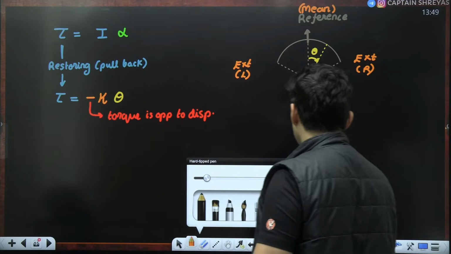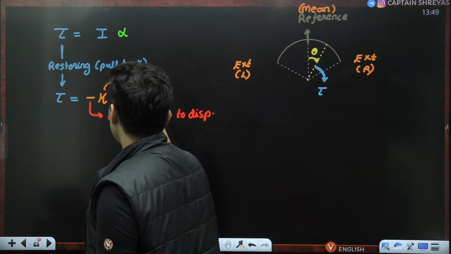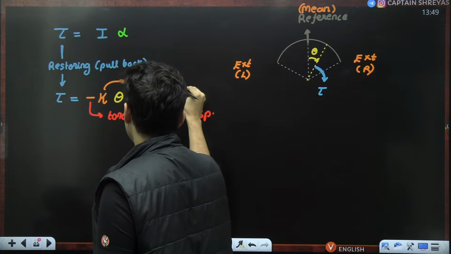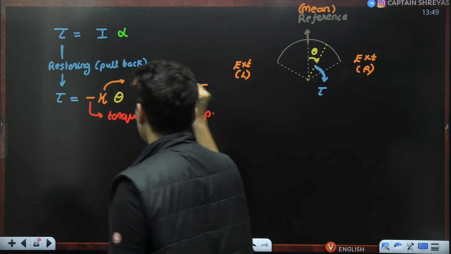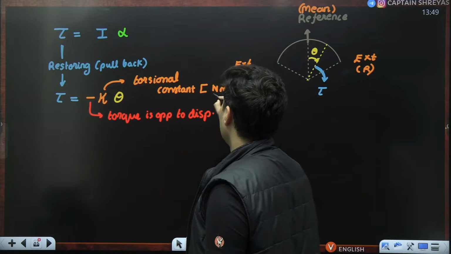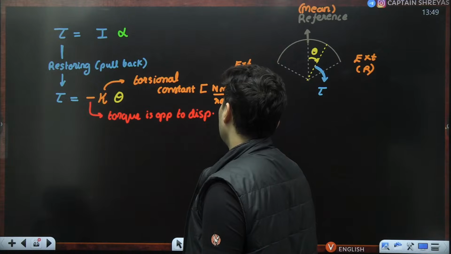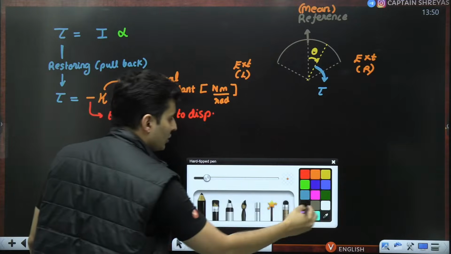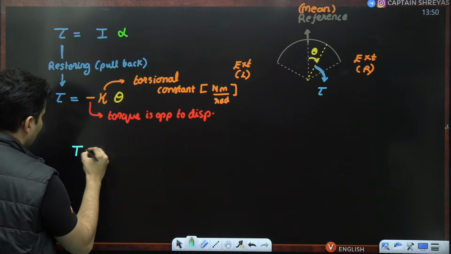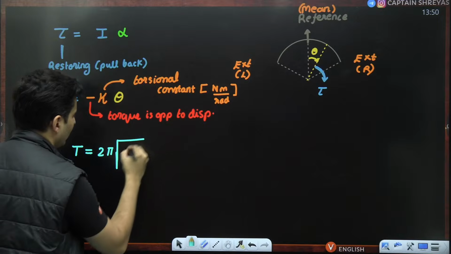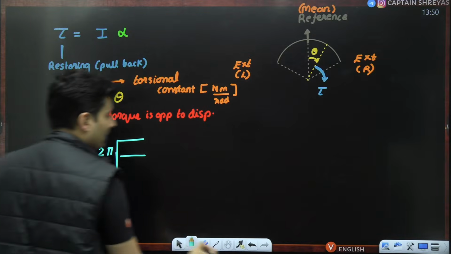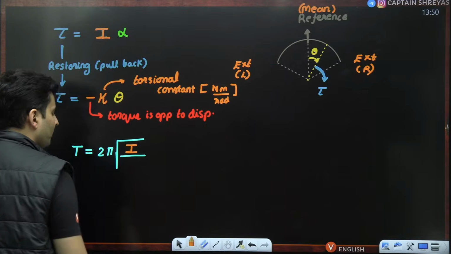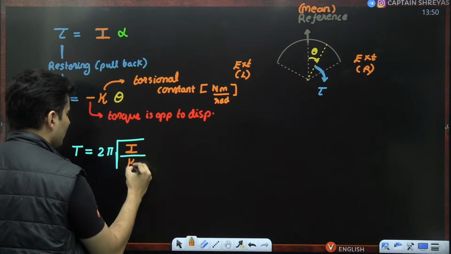So what is this K then? It is not spring constant over here. Usually it is called the torsional constant, and mind it, the unit is not Newton per meter. It is Newton meter per radian. Newton meter, bring theta below, per radian. So the time period of oscillation will be 2 pi under root, instead of mass, you will have this guy over here, which is moment of inertia. Instead of spring constant, you have torsional constant.